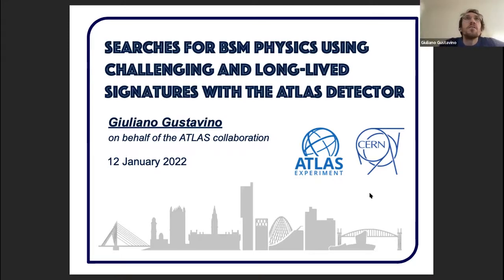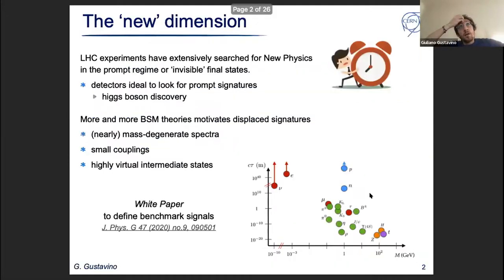In this presentation, I will show you the most recent results of the ATLAS experiment in long-lived particle scenarios. To give some context: as you know, LHC experiments have extensively searched for new physics in prompt, visible final states, because the detectors were built to look for prompt signatures and to discover the Higgs boson. But more and more BSM theorists are motivating displaced signatures based on different arguments.